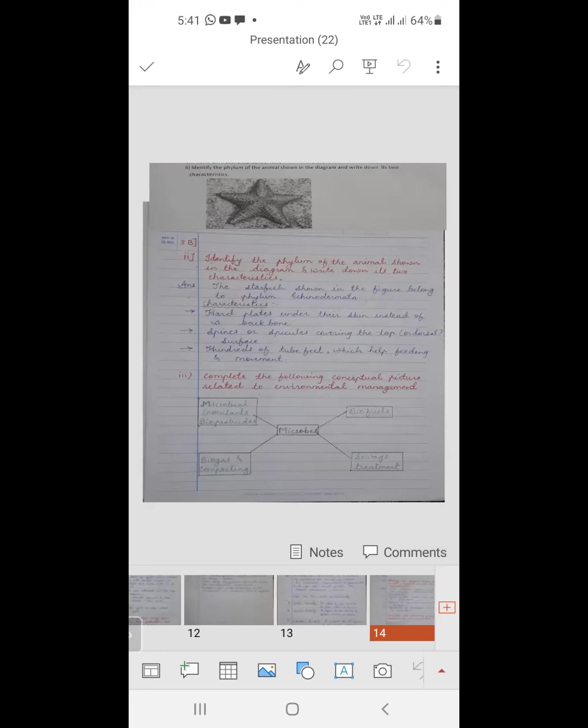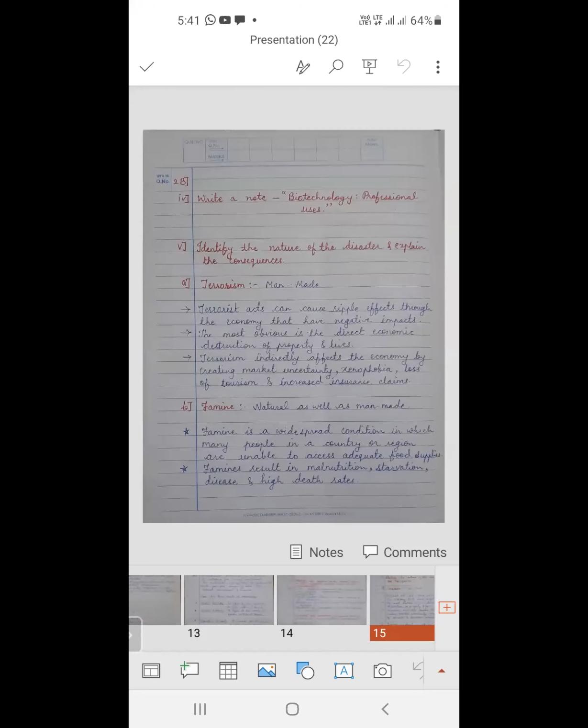So we shall move to the next question on question number 2B, that is the fourth question. Here the question is: write a note on biotechnology, professional uses. So here you have to write a note on biotechnology, and you have to refer to its professional uses. Okay.